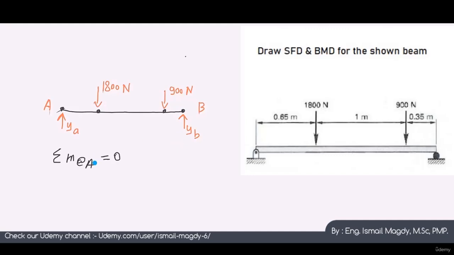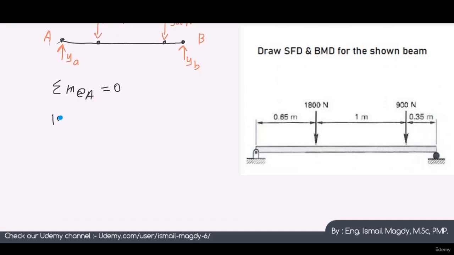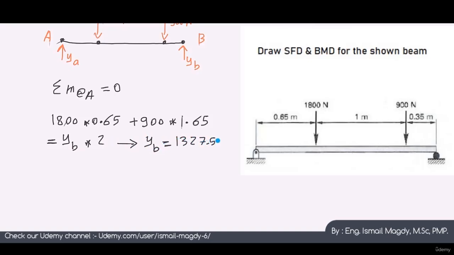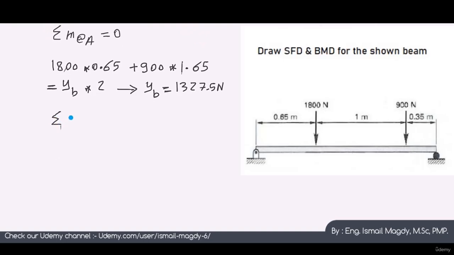So let's start calculating sigma of the moment here. We have 1800 multiplied by 0.65 plus 900 multiplied by 1.65. This will equal the vertical reaction at point B multiplied by 2. Solving this equation, we will get that YB, the vertical reaction, equals 1327.5 Newton.